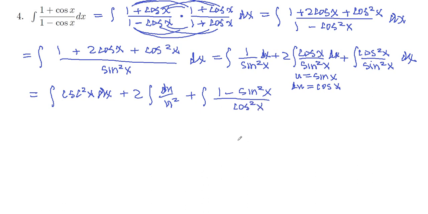I think that's what I want. Oh no, I'm sorry. Denominator is sine squared. This is not cosine squared, sine squared. dx.